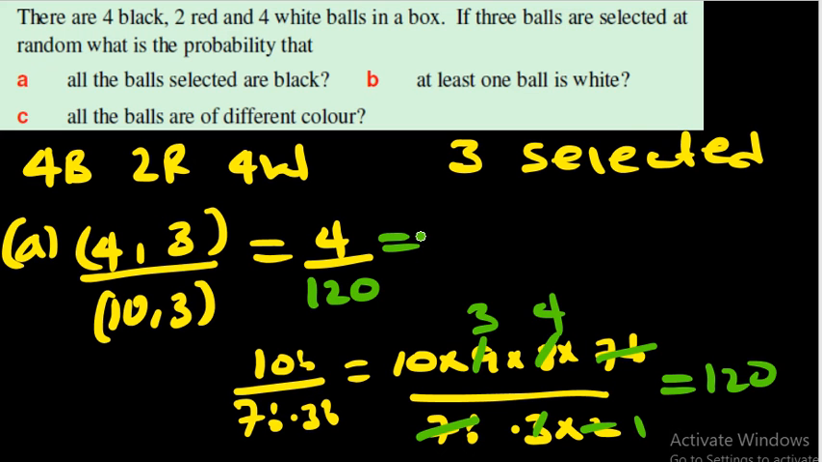When we simplify, it's going to be by 4 1, by 4 30, so 1 over 30. This is the probability of selecting all black balls.